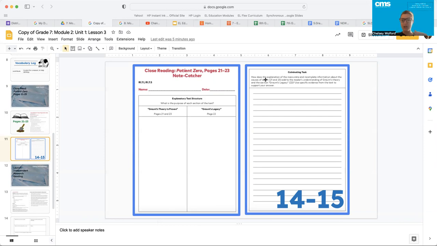Once you finish with that, you're going to come over here and you're going to answer this culminating task question. How does the explanation of the inaccurate and incomplete information about the causes of death add to the reader's understanding of Graunt's theory and the section Graunt's legacy? Use specific evidence from the text to support your answer. I'm going to ask that you do this independently. Pause the video, take some time to do this, and then we'll come back together and have some discussion about this. Okay, so go ahead and do that now.